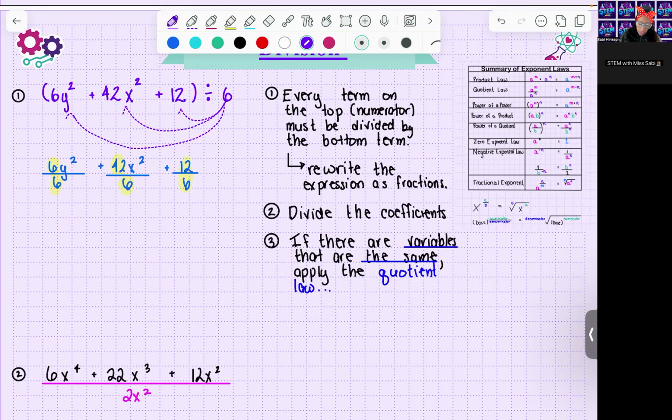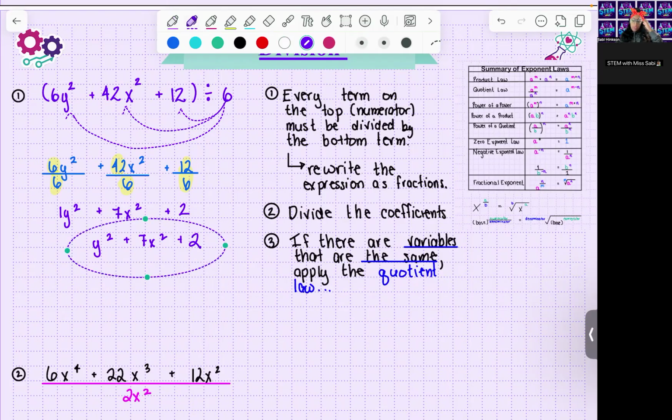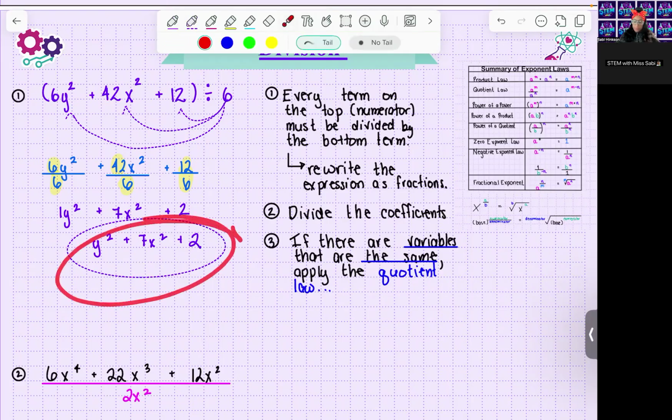So 6 divided by 6 is 1. So we have 1y squared. 42 divided by 6 is 7. So we have 7x squared. And then 12 divided by 6 is 2. So I don't need to write the 1. So I just have y squared plus 7x squared plus 2. And that's my final answer. So 6y squared plus 42x squared plus 12 divided by 6 gives this as your final answer.